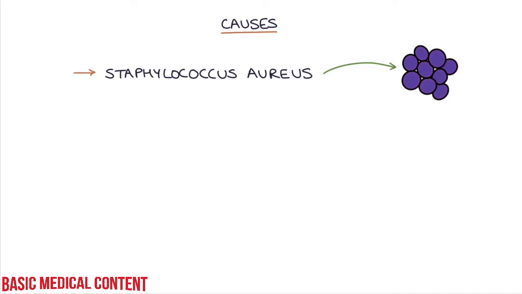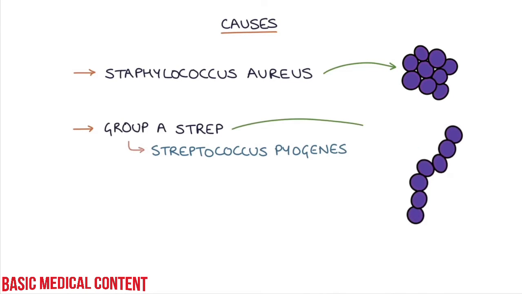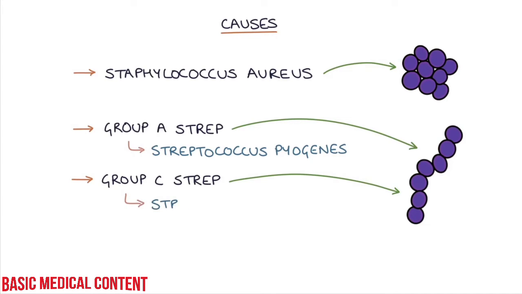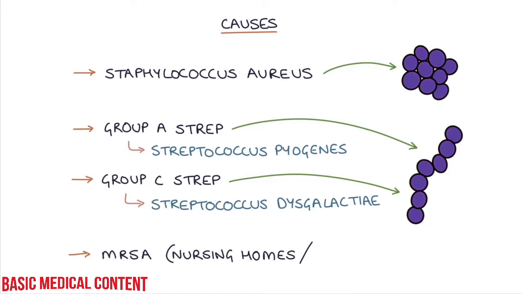So that brings us on to the causes. The common causes of skin infections are Staphylococcus aureus, and this is probably the one to remember as it comes up the most frequently. Group A streptococcus, mainly Streptococcus pyogenes. Group C streptococcus, mainly Streptococcus dysgalactiae. And MRSA is another key cause that needs to be considered, particularly in patients who are long-term residents in nursing homes or spend a lot of time in hospital.